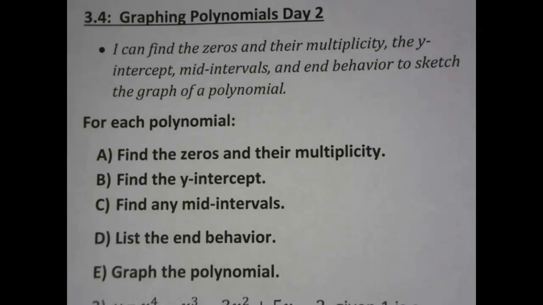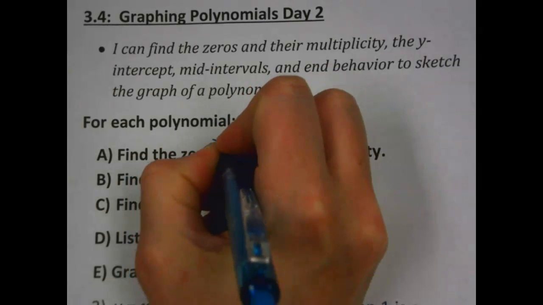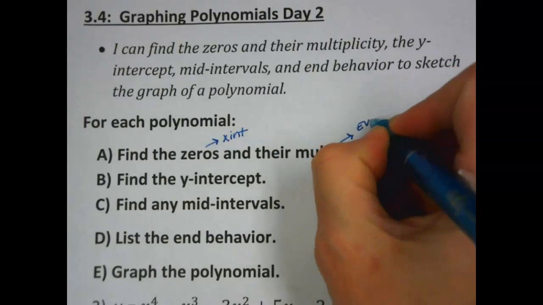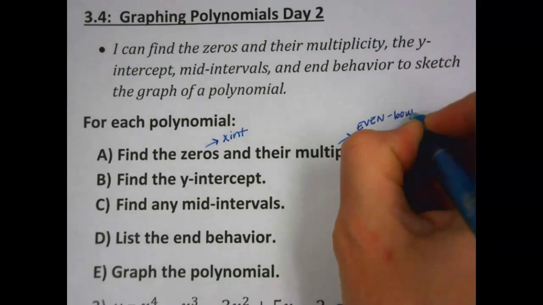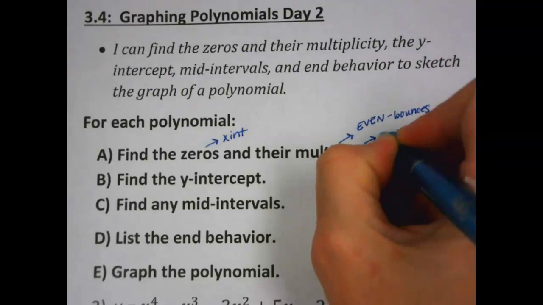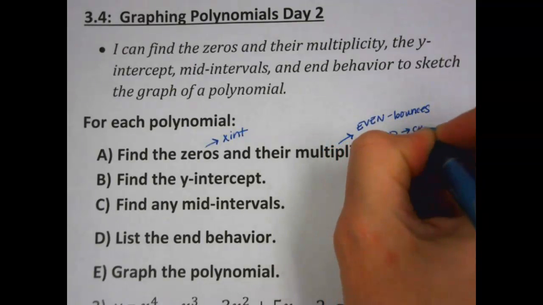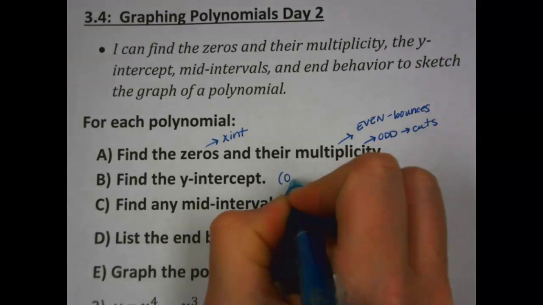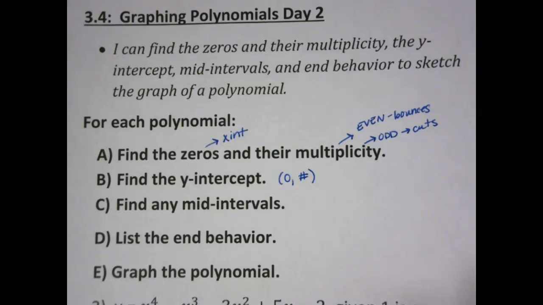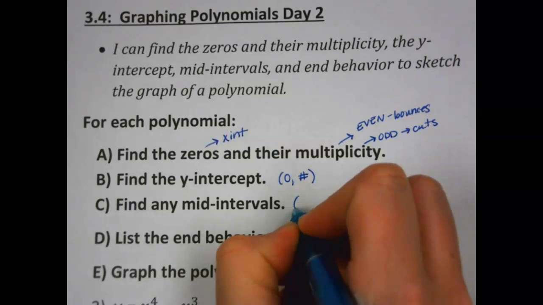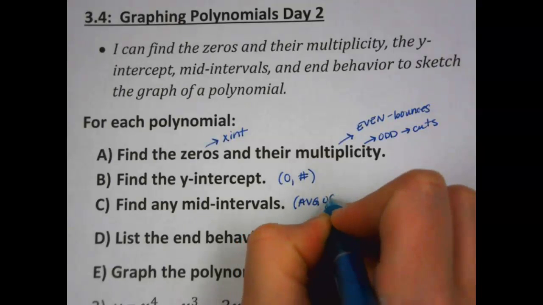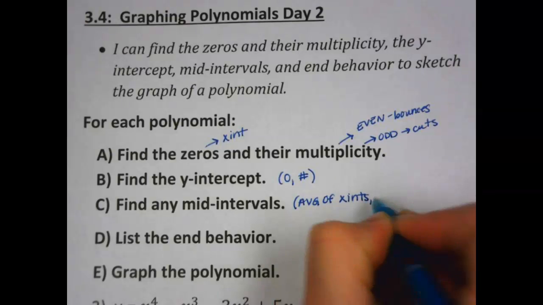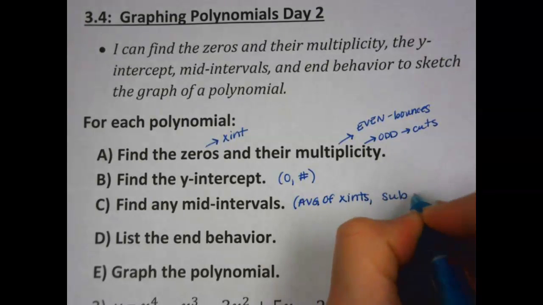You need to find the zeros, which we talked about are your x-intercepts. The multiplicity, that's, remember, if it's even, it bounces off the x-axis, and when it's odd, it cuts through the x-axis. The y-intercept, which is when we put 0 in and we find out our y value. The mid-interval, which is when we take the average of each pair of x-intercepts. You have to put them in order first.